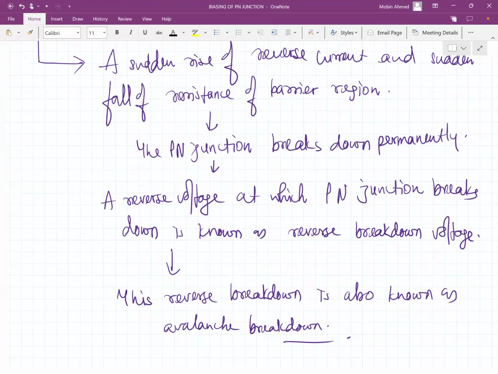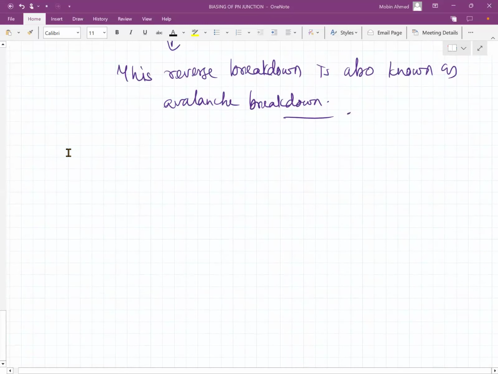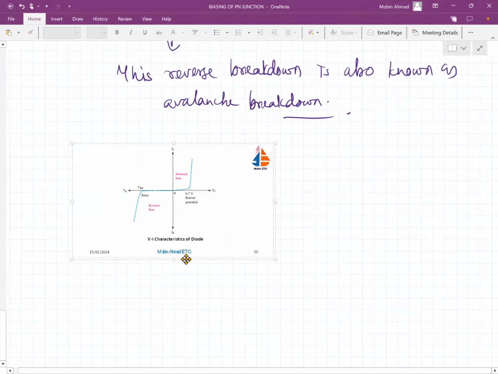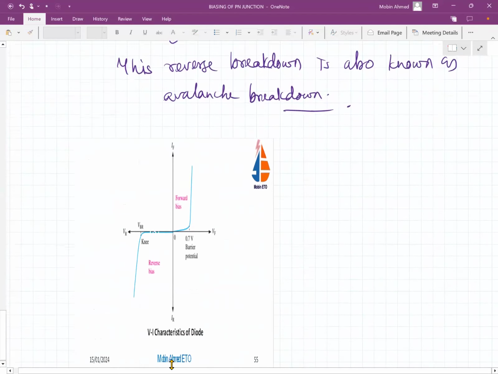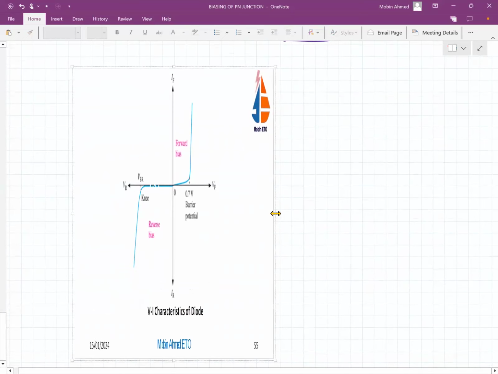Any doubt to anyone up to here? No, sir. So let's see the VI characteristics of this. This is the VI characteristics of the diode.